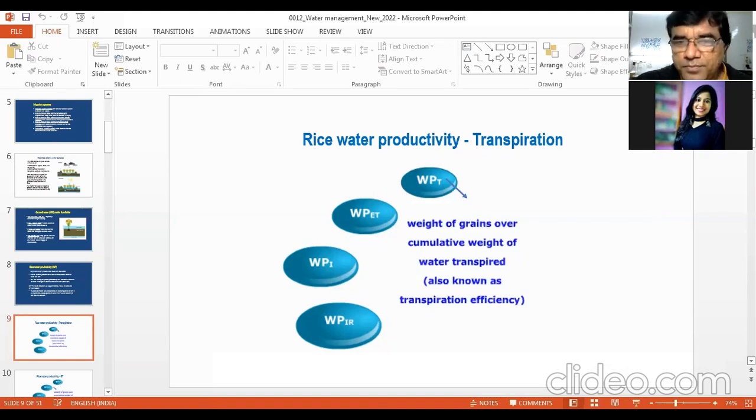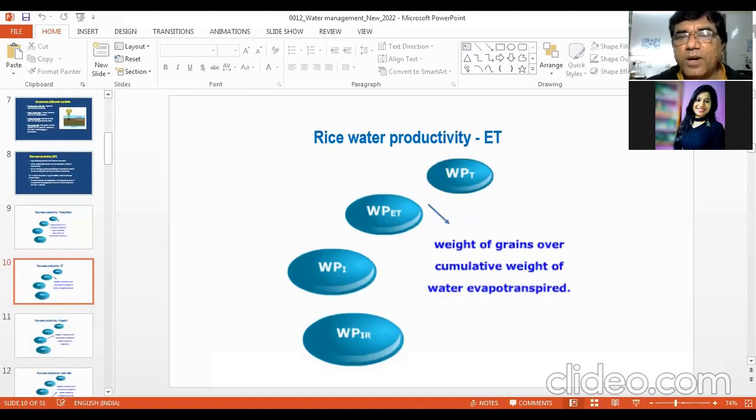Then your water productivity ET. Now your evapotranspiration is also there, which is actual quantity of water consumed by the crop. So this is weight of grains over cumulative weight of water evapotranspired, ET. So actually this WPET is your water use efficiency. It is your water use efficiency.